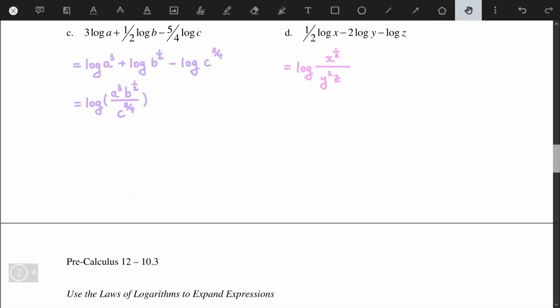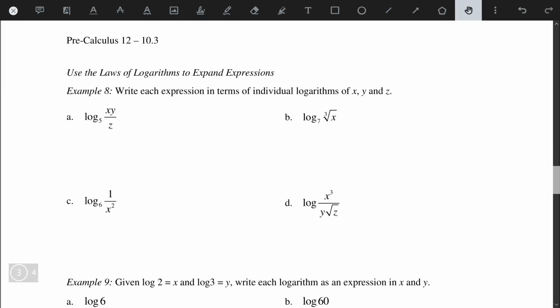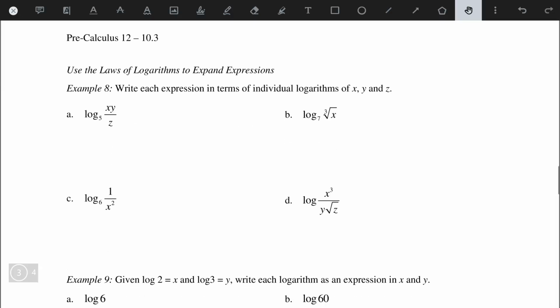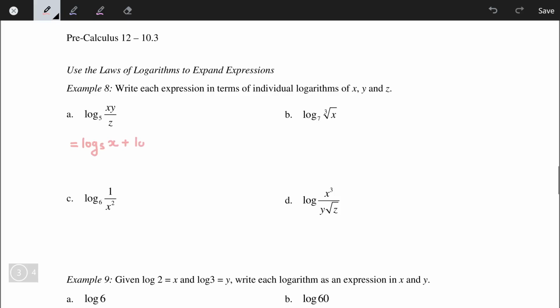In the next example, we're going to do the reverse, and that is we're going to take a single logarithm and expand it. So in this case, we have individual logarithms of x, y, and z. So let's see how that works. First one, notice that both x and y are in the numerator, whereas the z is in the denominator of the argument. So if we were to expand, then we have log base 5 of x plus log base 5 of y, and then minus, using the quotient law, log base 5 of z. So next one.